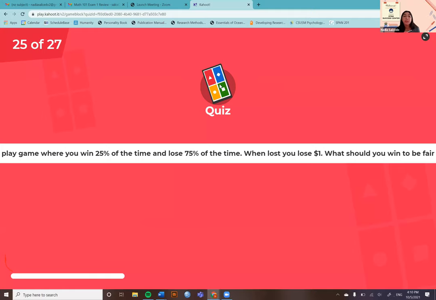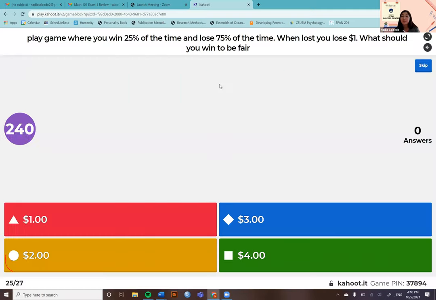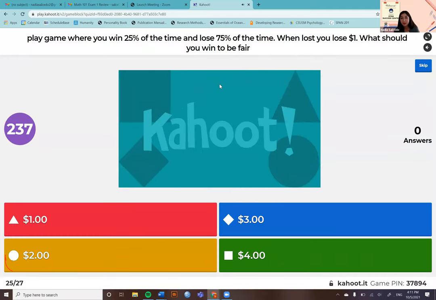All right, you play a game where you win 25% of the time and lose 75% of the time. When you lose, you lose $1. What should you win to be fair? So we're going to use the same setup. I'll go ahead and write it out for you guys. The same equation.